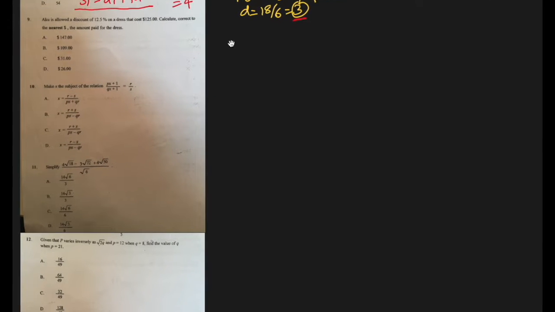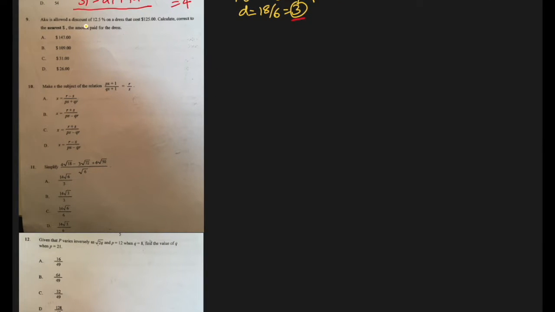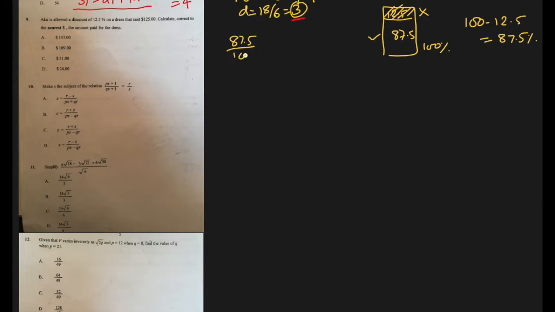Okay, question number 9. Aku is allowed a discount of 12.5% on a dress that costs $125. Calculate, correct to the nearest dollar, the amount paid for the dress. So if this is the whole price, 100%, the discount is 12.5%. That means they say do not pay this price. Pay only the remaining price. So 100 minus 12.5, which is 87.5%. You have to pay only 87.5% because 12.5 has been removed. And we have to find 87.5% of 125. Just put this in your calculator and you can get the answer.